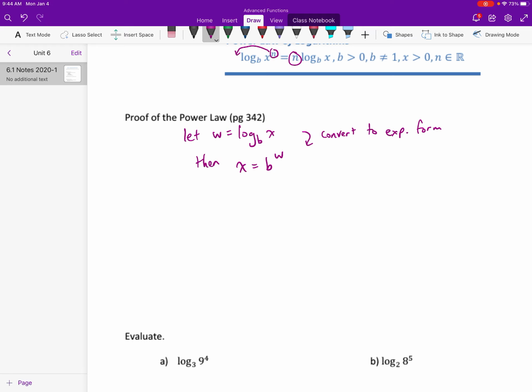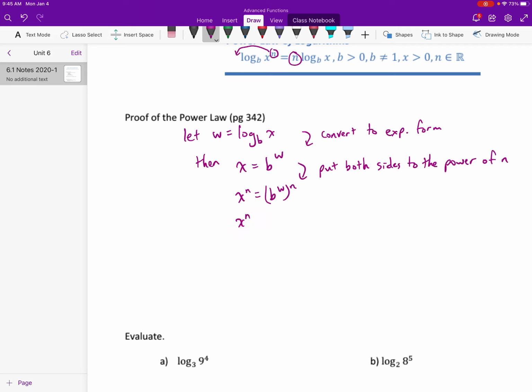Well, this is an odd move here that we've probably never done before, but let's put both sides to the power of n. And you say that's crazy. Like before we would add 1 to one side and add 1 to the other side. That makes sense. But now we're going to put both sides to the power of n. So x to the power of n is equal to b to the power of w, to the power of n. And you think that's crazy. What would that help at all? Well, just follow along. Let's see what happens.